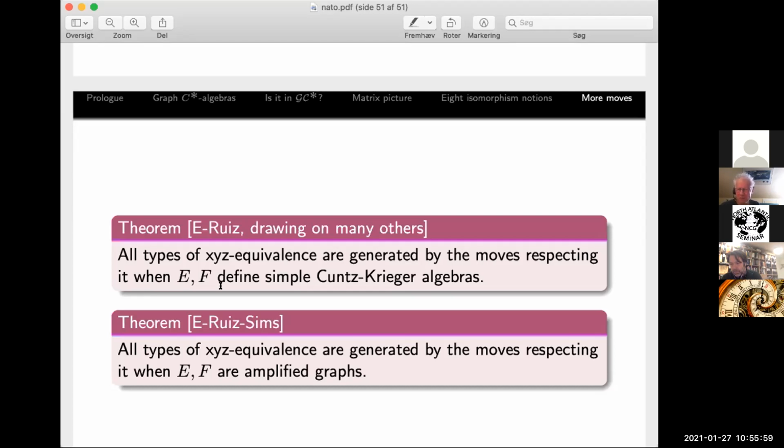Okay. So second question. Maybe a stupid question. How many graphs in canonical form are C-star isomorphic or stably so?